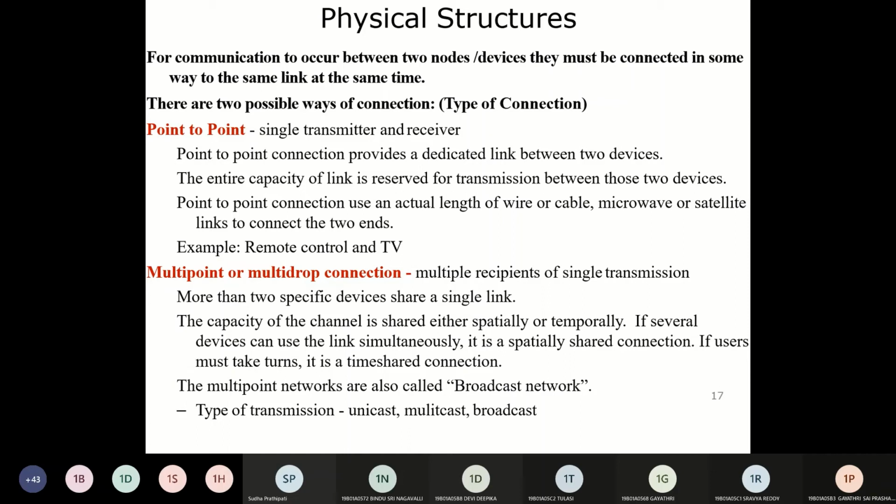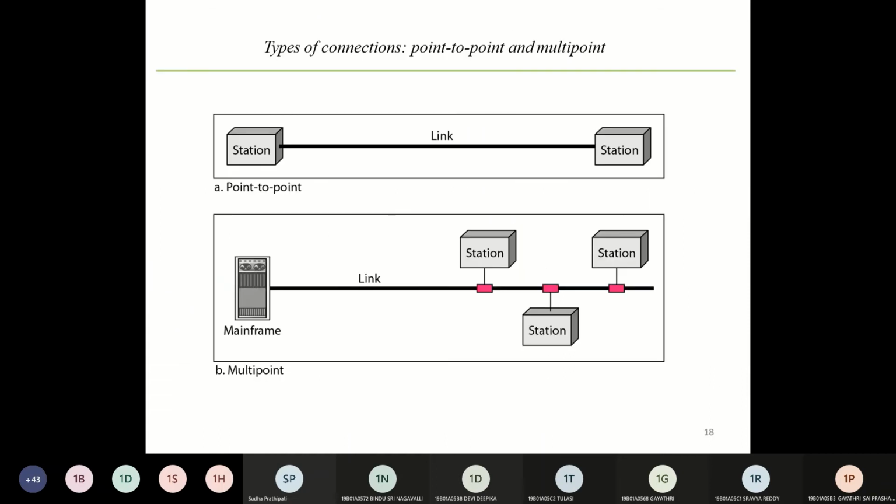More than 2 devices can connect, and they'll be taking turns to actually use the connection. So you can see that in the diagram. Here you have only 2 devices. It's a point to point. But here you can see that there is one device with many devices connected. So this is an example of broadcast.